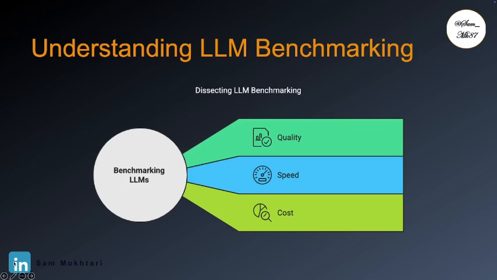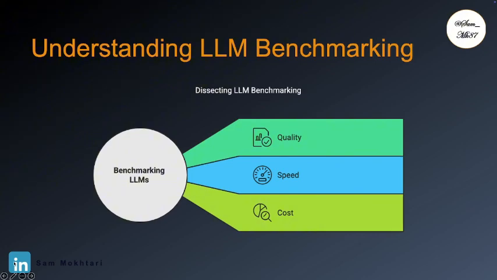To evaluate LLMs comprehensively, we need to consider three main pillars: quality, speed, and cost. So let's start with the first one, which is quality, which focuses on the accuracy and relevance of the LLM's output. In this pillar, we assess whether the generated text is coherent, factually correct, and addresses the prompt effectively.